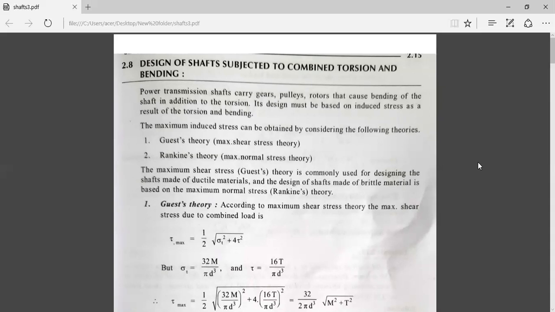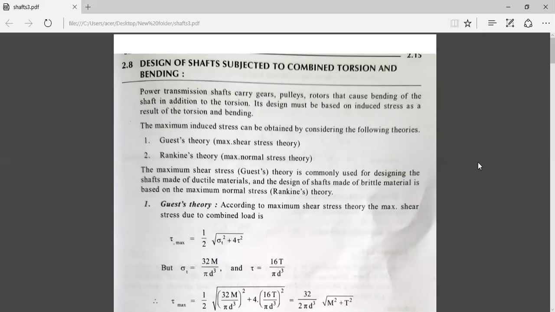So far we have covered bending problems and torsion problems. Those two problems are solved by the equations we know from solid mechanics. The torsion equation: T by J equals tau by R equals G theta by L, and the bending moment equation: M by I equals F by Y equals E by R. Based on these two equations, we are designing the shaft.